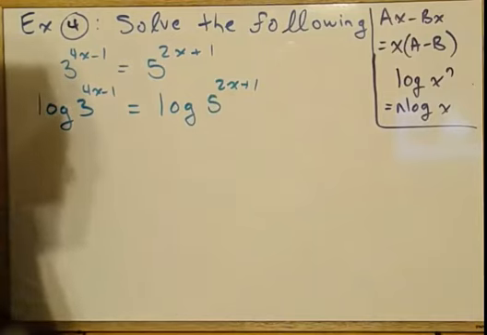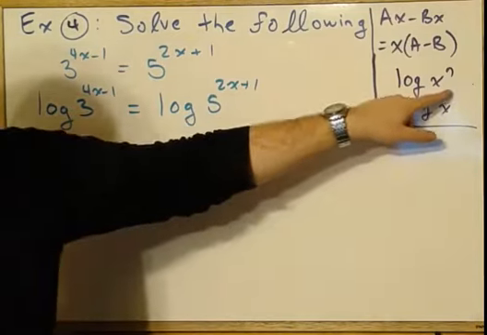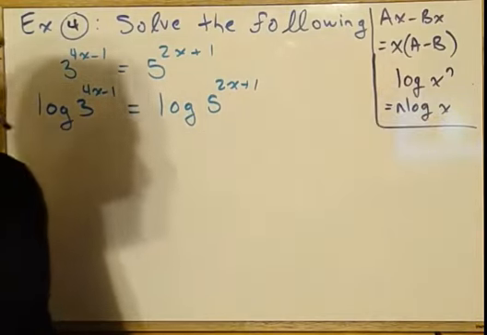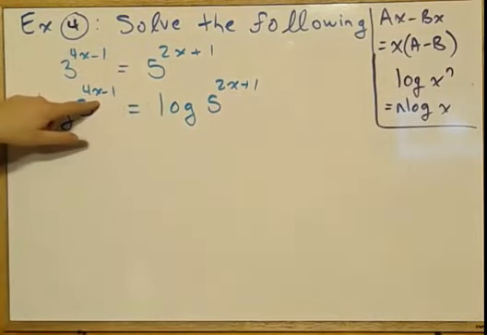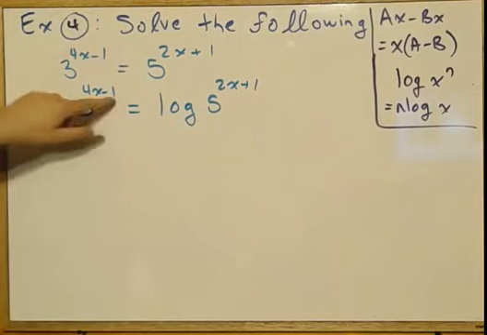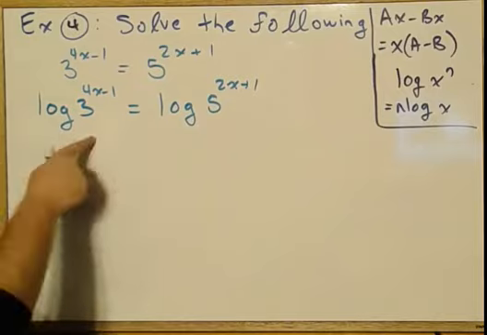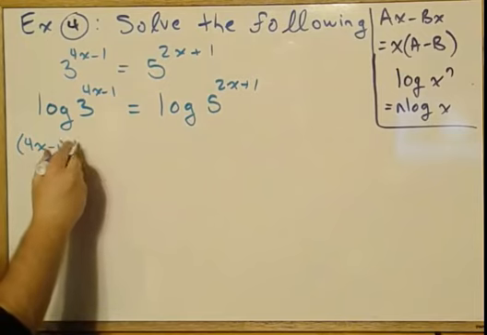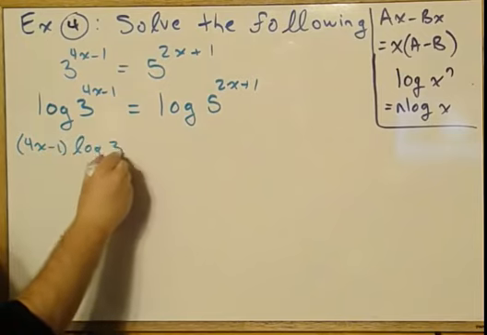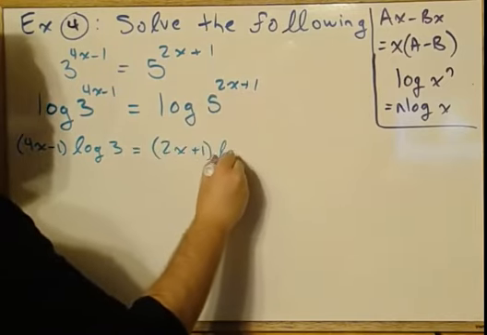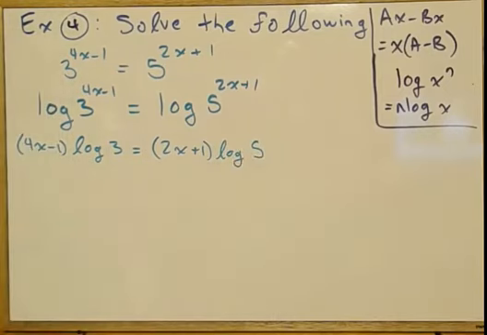Now we make use of this fact. Suppose we have log of x to the power of n. That's the same thing as n times the log of x. So this n can be brought down. In this case, n is equal to 4x minus 1, so we replace it by 4x minus 1, we just need to put brackets around it. And so we can rewrite this as, in brackets, 4x minus 1 multiplied by the log of 3 will be equal to 2x plus 1 times the log of 5.